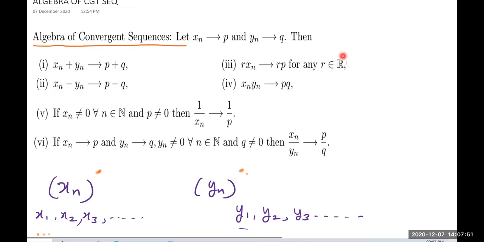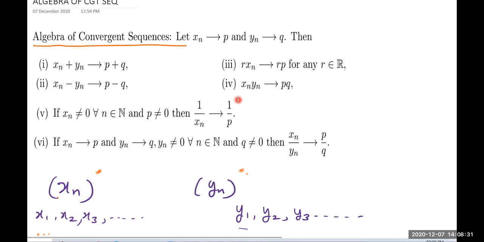Third क्या है कि कोई भी real number ले लो, take any real number r and you multiply the sequence, यानी term wise multiplication by r. So what will be the terms of this r xn sequence? It will be rx1, rx2, rx3, and like that. And it is also convergent, and it converges to rp. So limit of sequence rxn would be rp. Okay. And the fourth one is multiplying two sequences. So xn yn will be a new sequence, product. ये product sequence हो गया, and it will converge to pq.